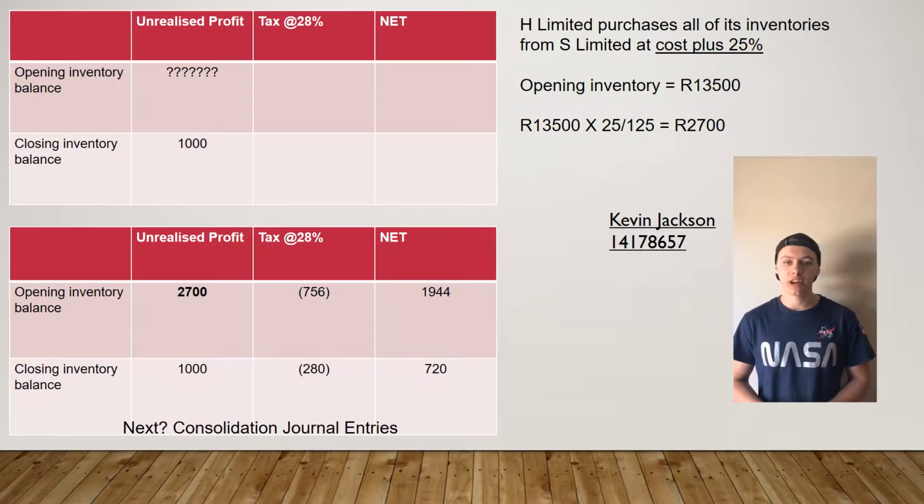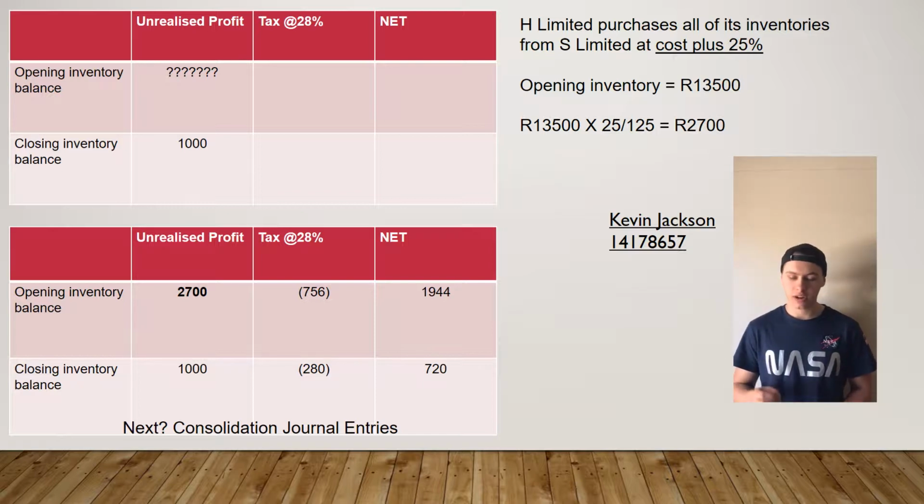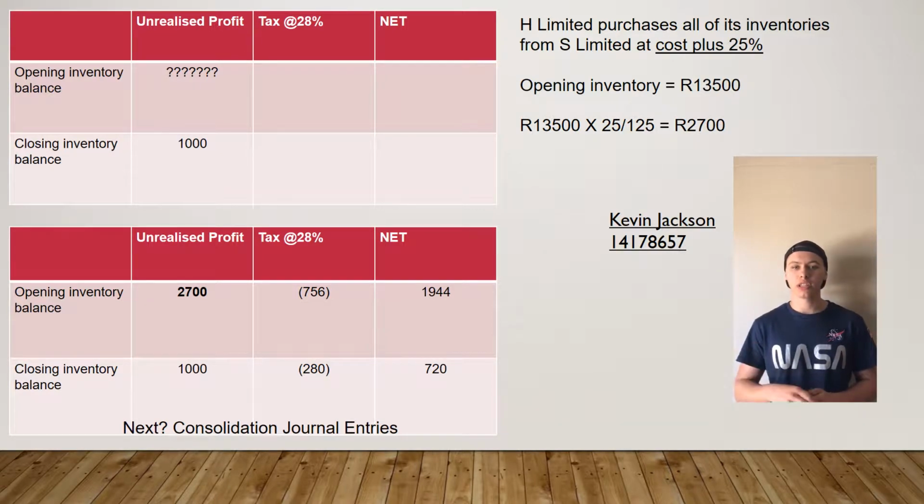Okay, so now that we have calculated our NRV, we use this as our closing inventory balance in our table. And in order to work out our opening inventory balance, we are told that they sell their inventories at cost plus 25%, which means we simply take our opening inventory balance amount of 13,500, times it by 25 over 125, which is what we want over what we have, which gives us an amount of 2,700. We then put this into our table as our opening inventory balance and complete the rest of our table.